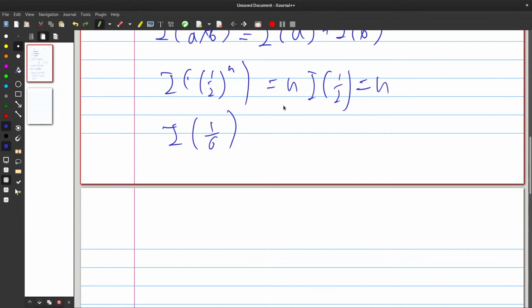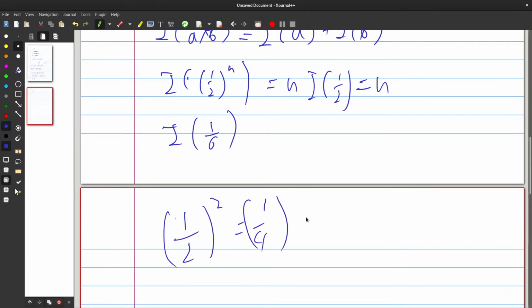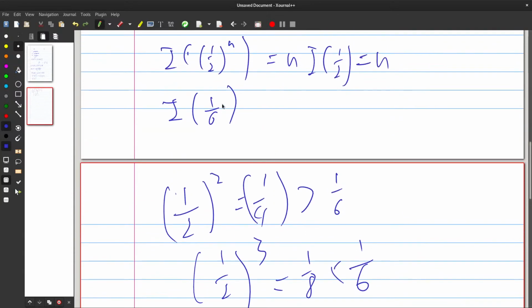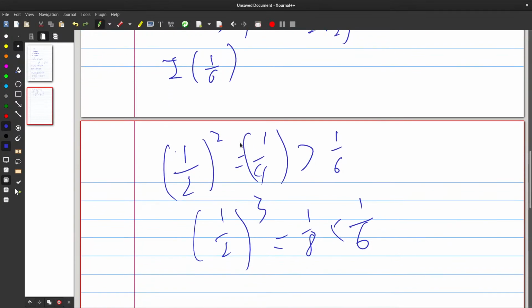Well, obviously here, n has to be more than 2, because 1/2 to the 2 is a quarter, which is greater than a 1/6, I hope. But 1/2 to the 3 is 1/8, which is less than a sixth. So the information content of a dice roll is somewhere between 2 and 3. So the question we need to ask ourselves is, how many coin flips is equivalent to rolling a dice?